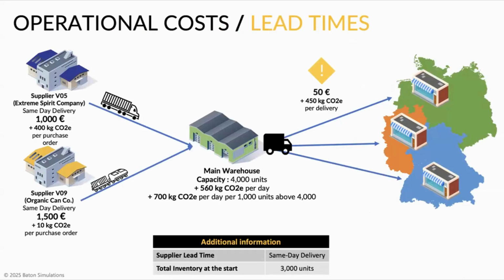Just some ideas of how this looks in a visual sense. We have our sustainable organic can, which travels by train. That's what makes it far more sustainable. It costs a little bit more, but the carbon costs are much lower per order. We have our extreme spirit, which costs less, but travels by truck, which means it's carbon footprint heavy. It all goes into our central warehouse when we order it. So every time we run replenishment, it ends up in our central warehouse.